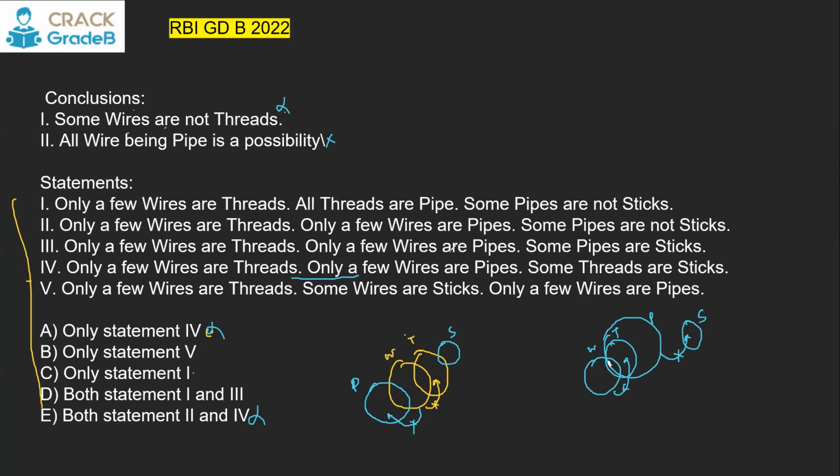All wire being pipe is a possibility. Yes, the wire can entirely go inside the pipe. So that is true. That means 1 is true. But we'll have to check the third as well for this option.